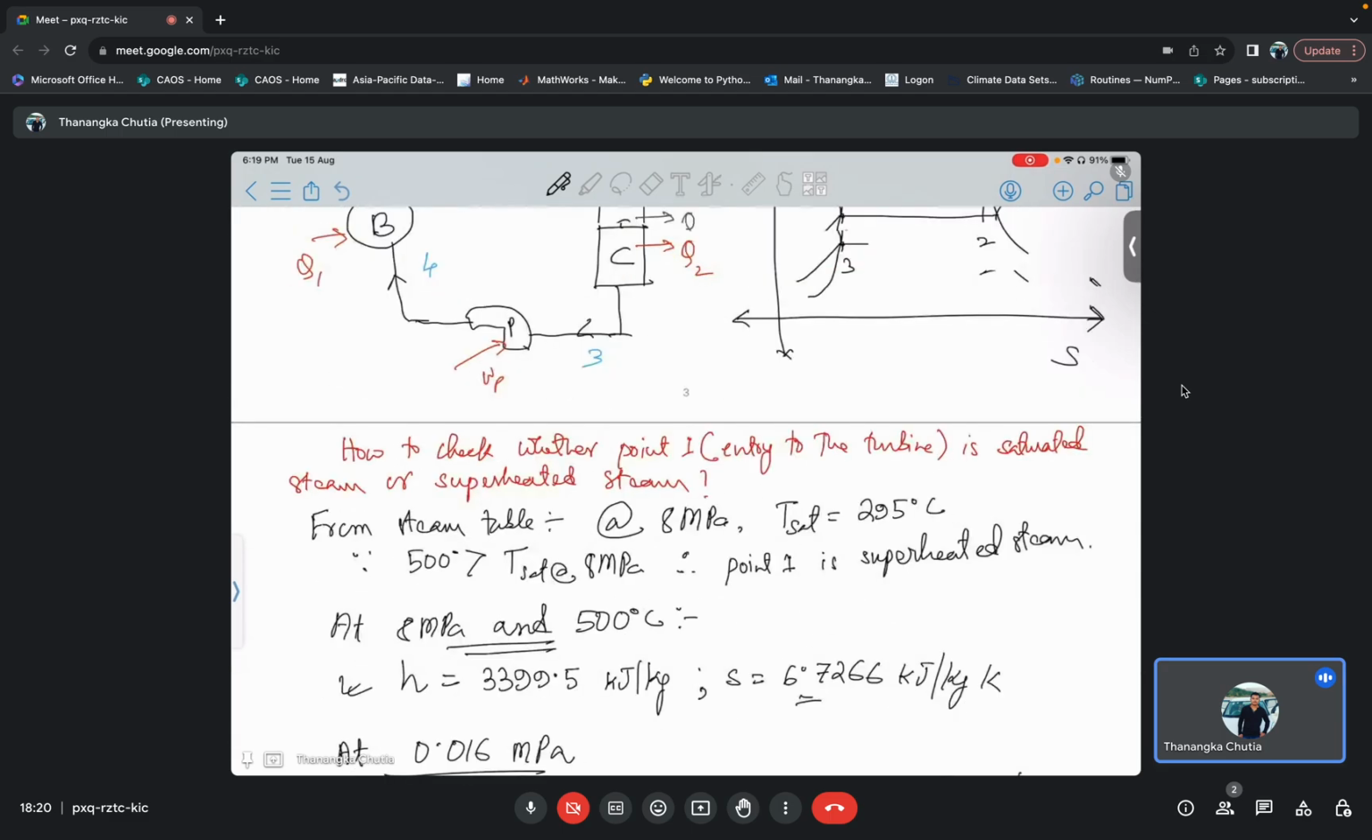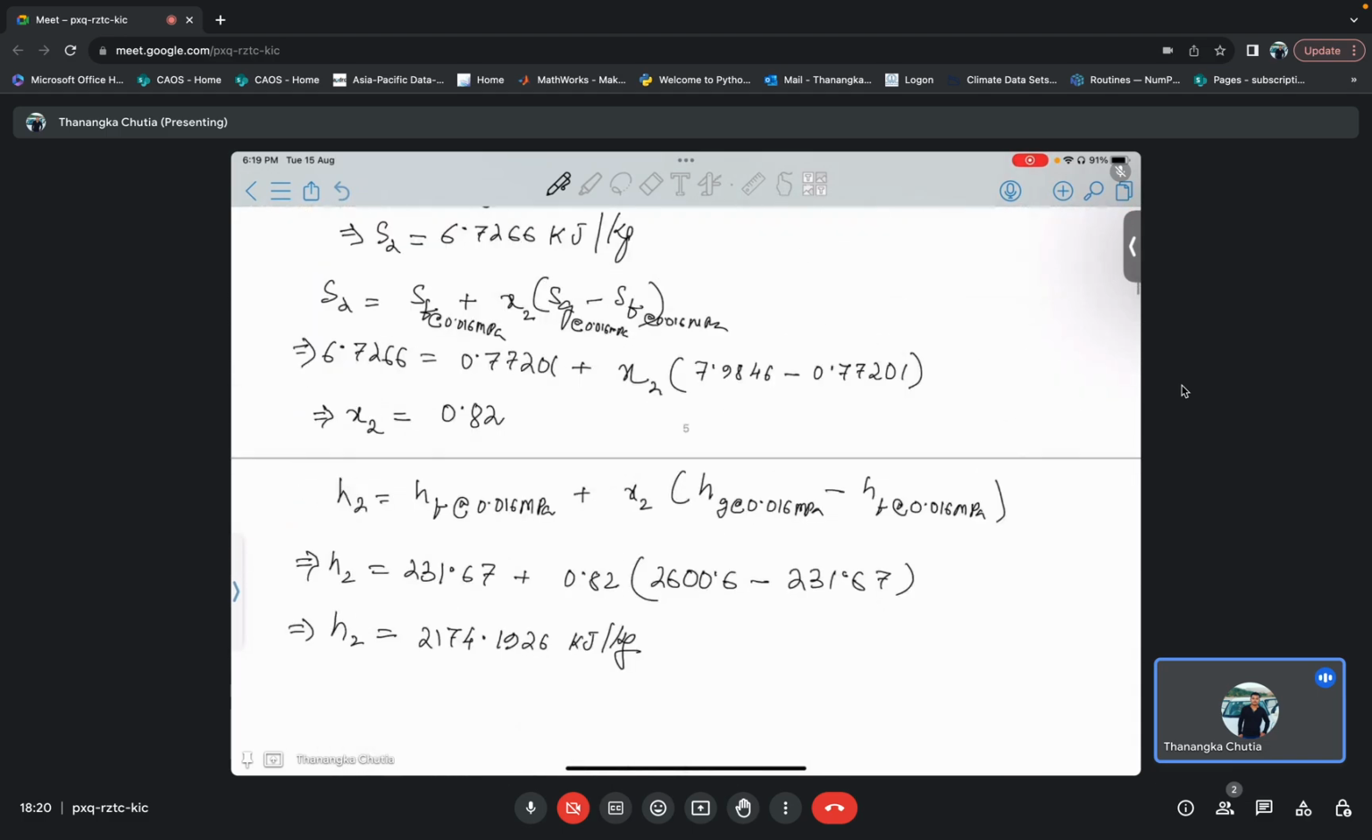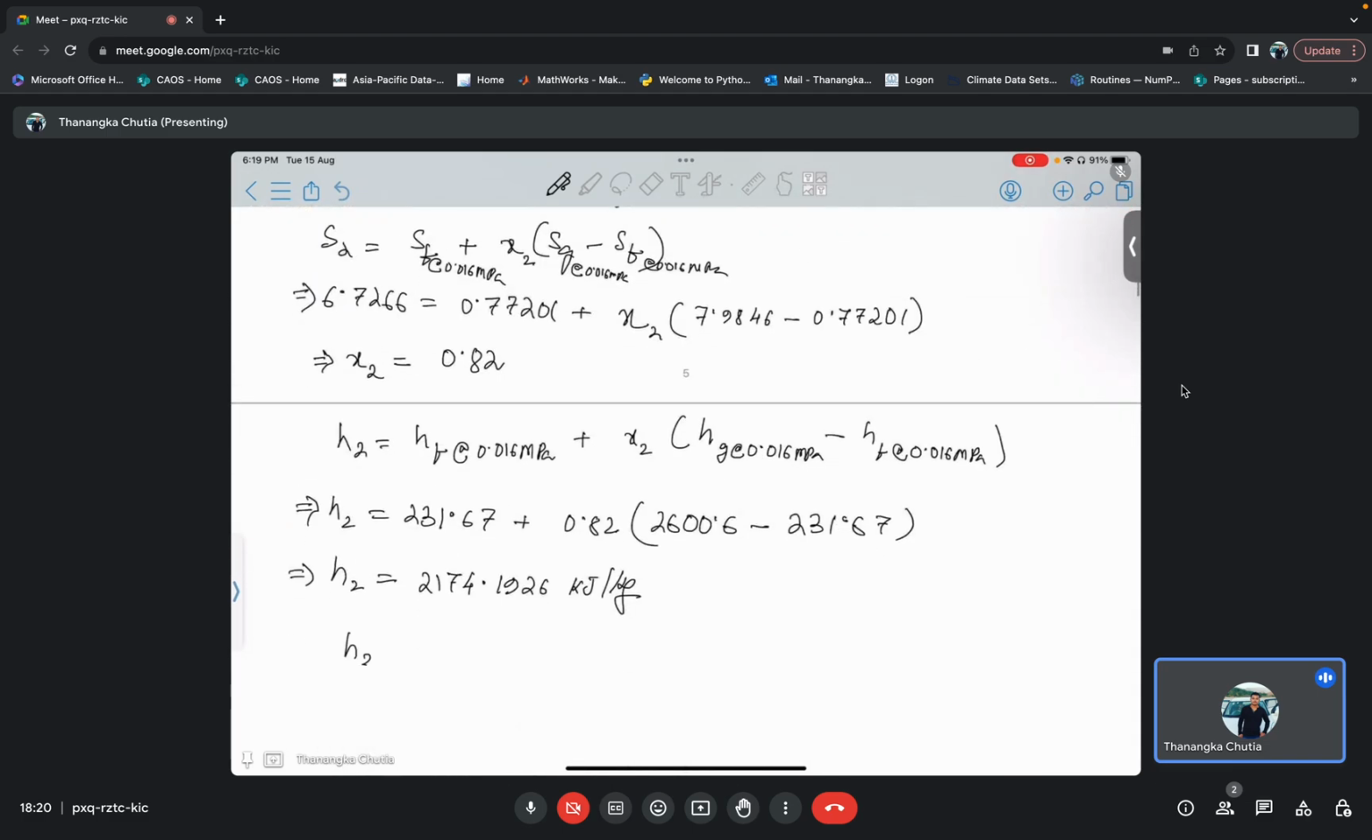What is my H3 then at this point? This is nothing but the saturated liquid. So the saturated liquid at this point means H3 is equal to HF at 0.016 megapascal. And my HF at 0.016 megapascal is 231.67 kilojoule per kg.